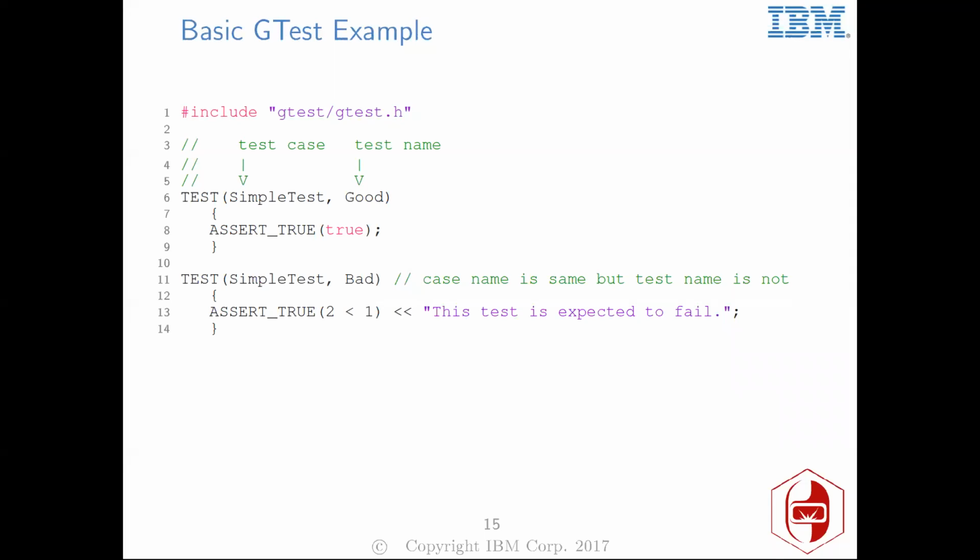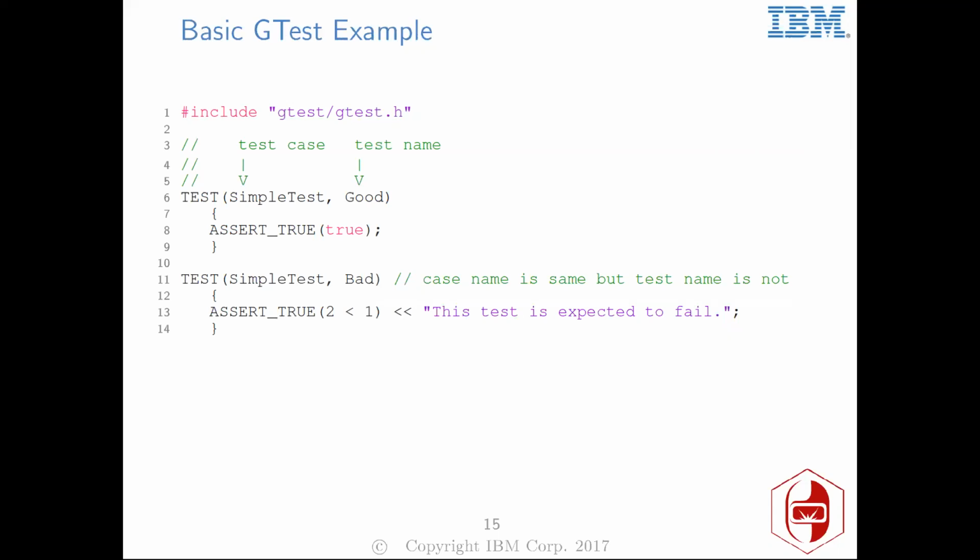We're also going to define a second test. This one is a little bit different here because we're actually expecting this test to fail. This is just so I can show you what the output is of a test when things go wrong. So in this case, notice that the test case name is the same as in the previous test, but the test name is different.